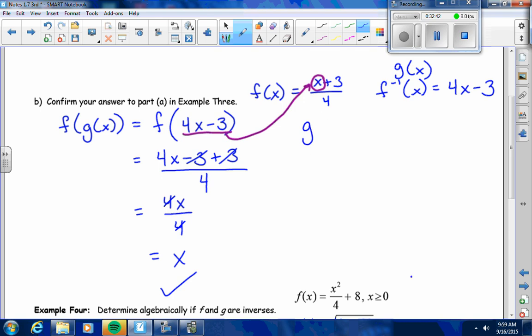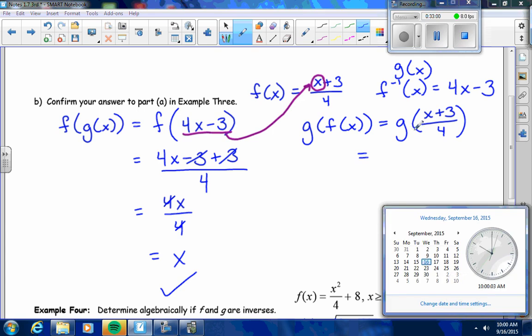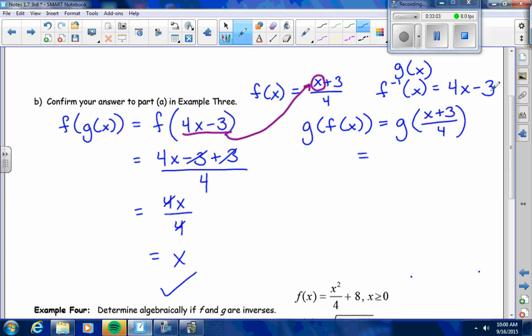Now we need to do g of f of x. So that means g of the f function, which was (x plus 3) divided by 4. So into the g function, which is 4x minus 3, wherever there's an x, I plug that in. So I start with the 4, then in parentheses, for the x, I plug in my function f, (x plus 3) divided by 4. And then on the end, I have minus 3.